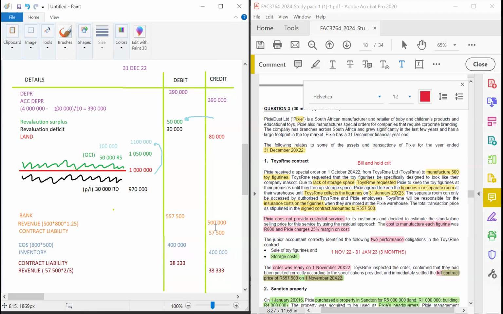Okay, any questions? Any questions? You are more than welcome to unmute or type in the chat box. Anything is fine. You have the opportunity to ask questions.